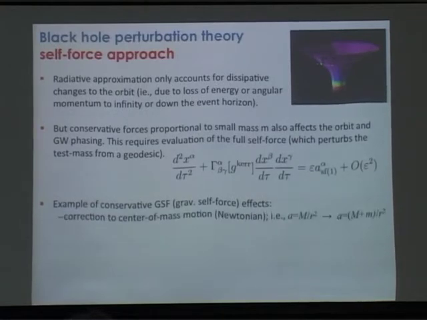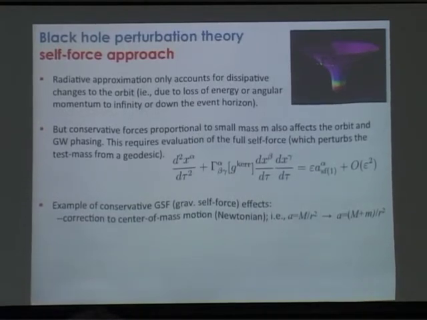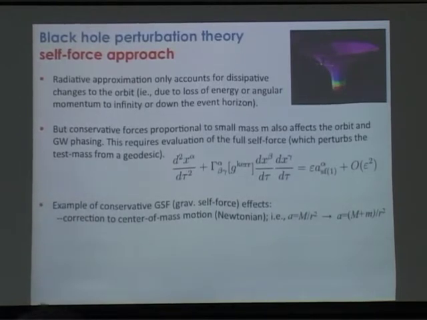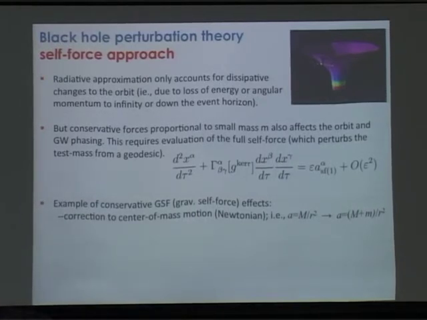Okay? So an example of some of these conservative type effects that the radiative approximation is neglecting: just at Newtonian order, there's a very simple effect where if I write, say, the relative acceleration of a small body going around a bigger body, at lowest order the acceleration only depends on the big black hole mass. But there's really an effect of the small black hole, such that the actual acceleration, as we know from Newtonian theory, is really the sum of the two masses. So this is an example of a kind of conservative effect.